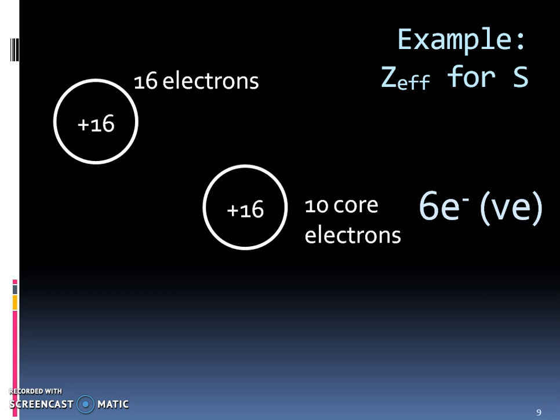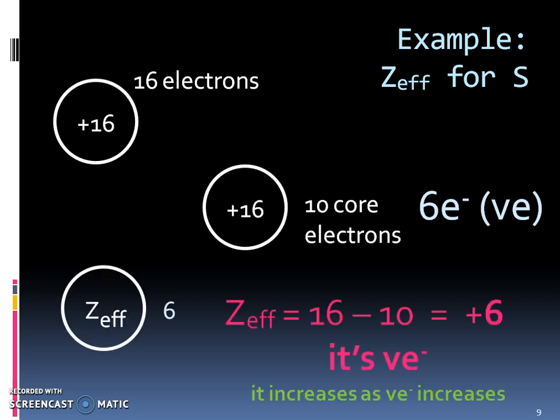So hopefully that makes sense. Now let's look at the Z effect. The Z effect is really plus 6. How do we get that? Well, 16 minus 10 equals plus 6. So again, this is really its valence electrons. It's not really its charge. But plus 6 is greater than plus 1. So the Z effect, or the effective nuclear charge on sulfur, would be greater than that of sodium.